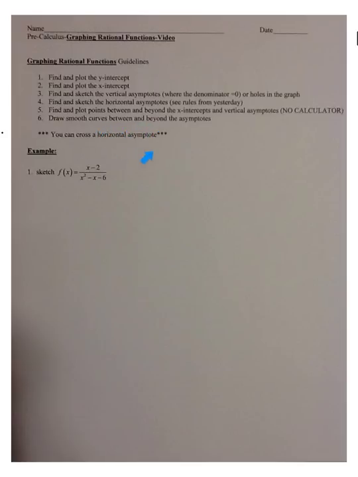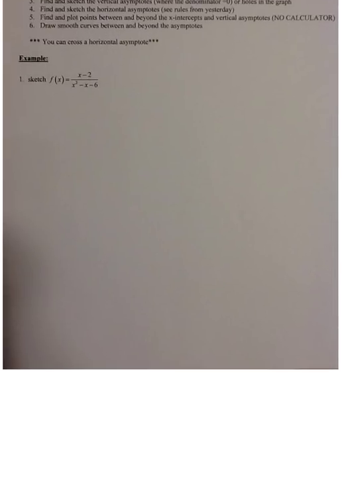So just one thing is, when you are graphing, you can cross a horizontal asymptote. You can't cross a vertical asymptote, but a horizontal asymptote you can. All right, so let's take a look at number one.